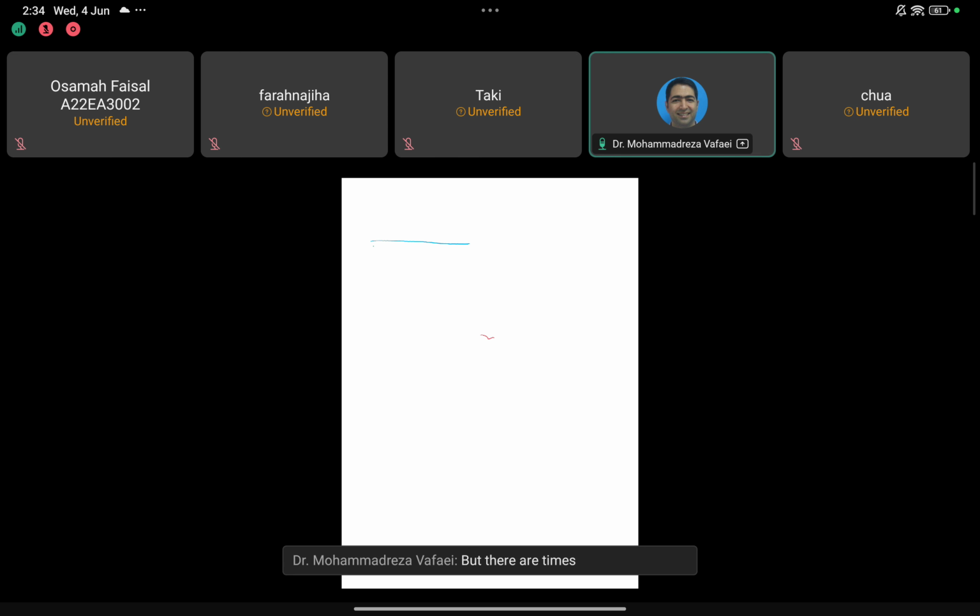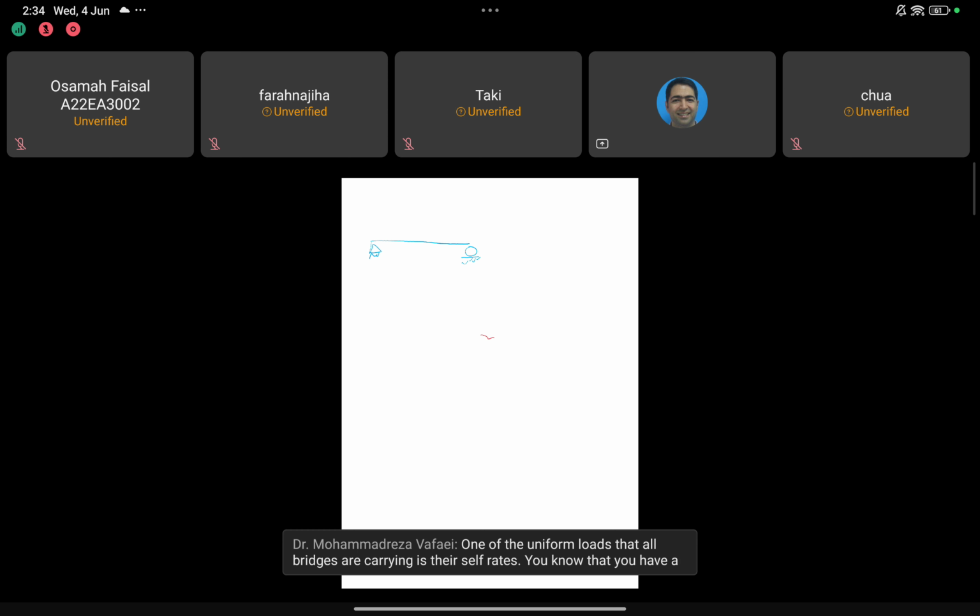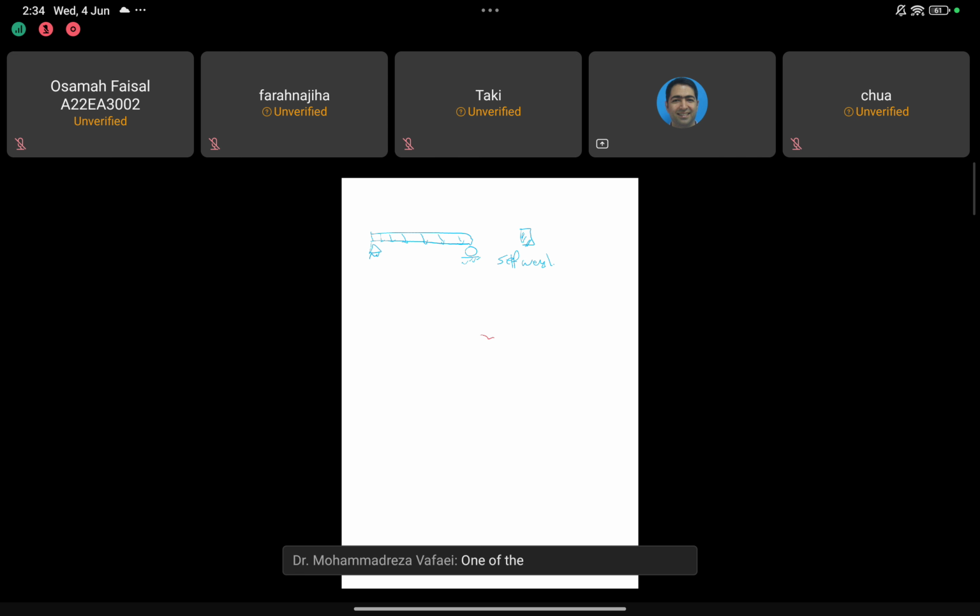But there are times that our bridge is subjected to uniform load. One of the uniform loads that all bridges carry is their self-weight. You know that you have a beam made of concrete, and this beam has its own cross-section, and it distributes the self-weight of the beam uniformly all over the structure. So this is one of the uniform loads that can excite our structure, our bridge.